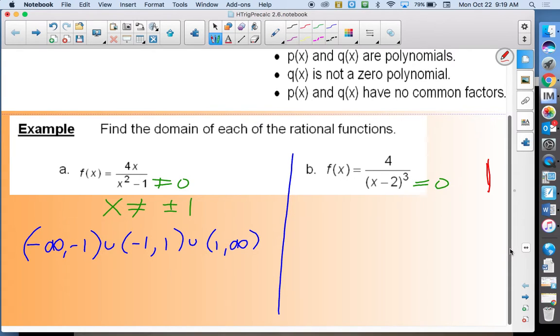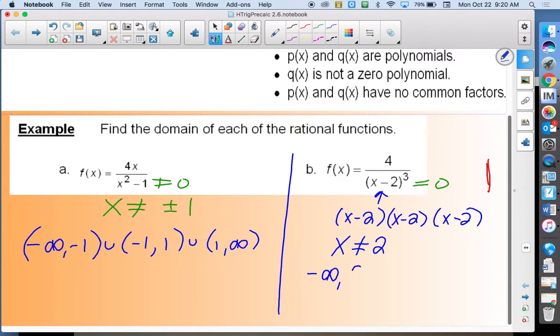What can't x be in letter B? Okay, 2. So even though that's cubed, that's really saying you just have 3 of that same term. Whether you look at them as 3 separate values or as being cubed, there's only one number that's going to make that 0, because each one of those factors is exactly the same. So x cannot be 2. So Ben, that would look like? It would be negative infinity to 2 in parentheses and 2 through infinity.